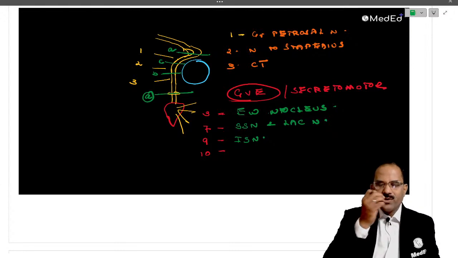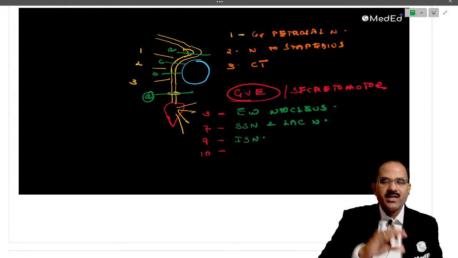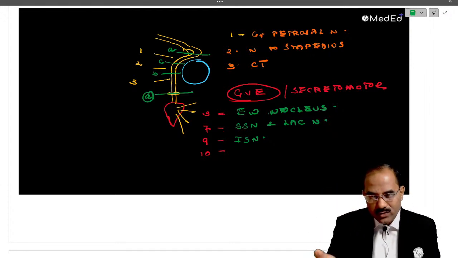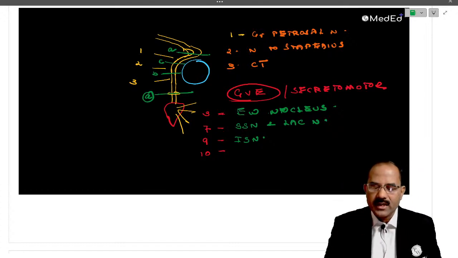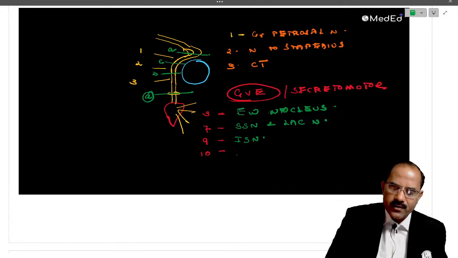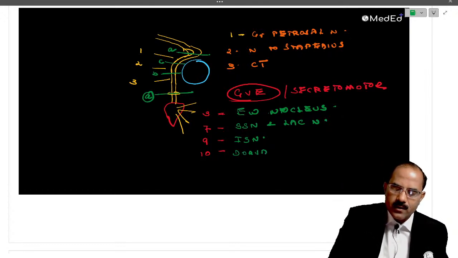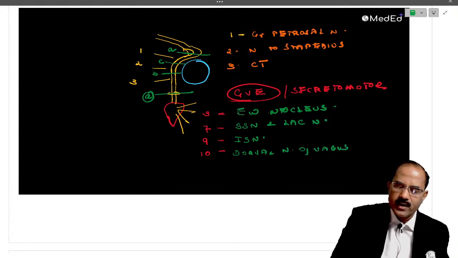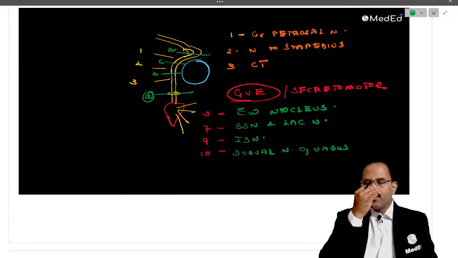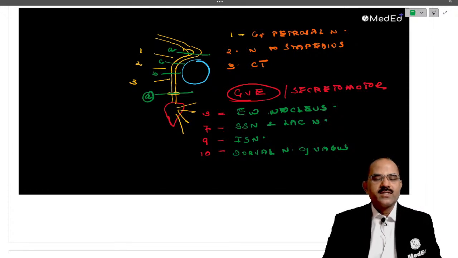So, what is the name of the nucleus of the third nerve? Edinger-Westphal. Seventh nerve, superior salivary nucleus, lacrimatory nucleus. Ninth nerve, it's the inferior salivary nucleus. And the 10th nerve is the dorsal nucleus of vagus. So the name of the nucleus of the 10th nerve is the dorsal nucleus of vagus.